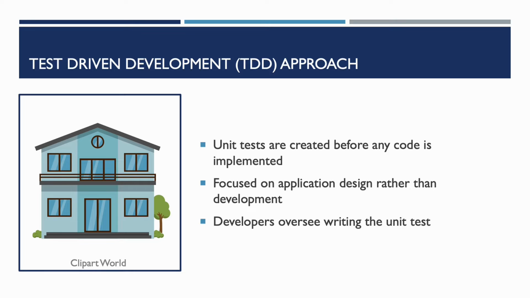In test-driven development, the unit tests are created before a developer can start developing production code. This ensures that the developer focuses more of their time on the design of the application. Another key difference is that the developer is in charge of creating all tests, as opposed to a tester.